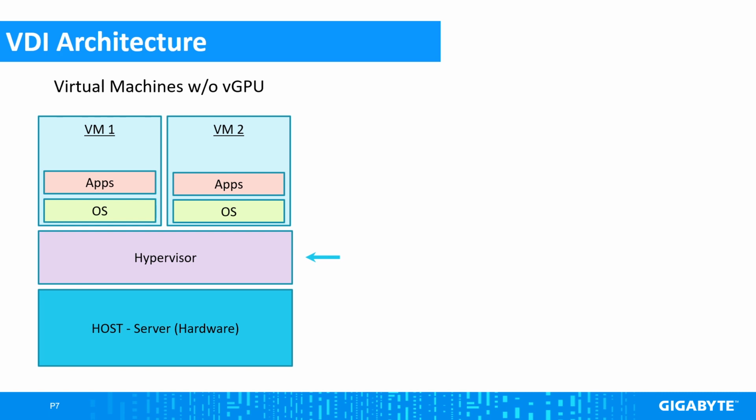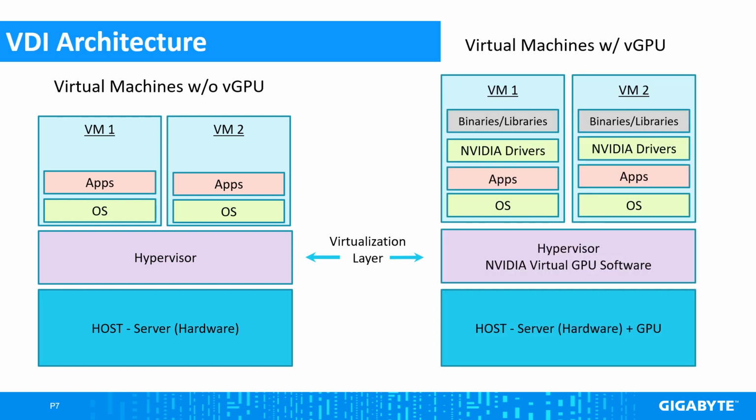This is extremely useful because it allows for one virtual machine to use Windows 10 and another virtual machine to run Linux, or whichever OS one chooses. Now we add a GPU to the server. Then NVIDIA Virtual GPU software is installed in the hypervisor. Remember, we don't want the NVIDIA drivers attached to the physical hardware. Instead, we will have NVIDIA drivers with binaries and libraries in each virtual machine.